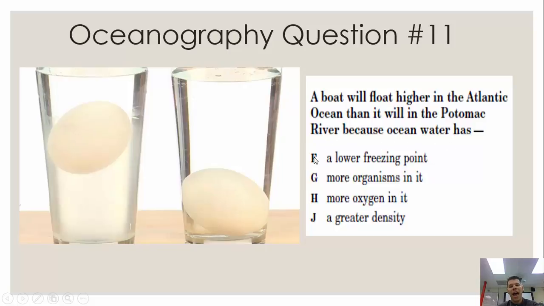Because ocean water has a lower freezing point, okay, be careful not to pick just a true statement that has nothing to do with the question. More organisms in it, same thing. More oxygen in it, a greater density. So what's the reason the boat will float higher in the ocean? J. A greater density will push the boat upward and make it more buoyant.